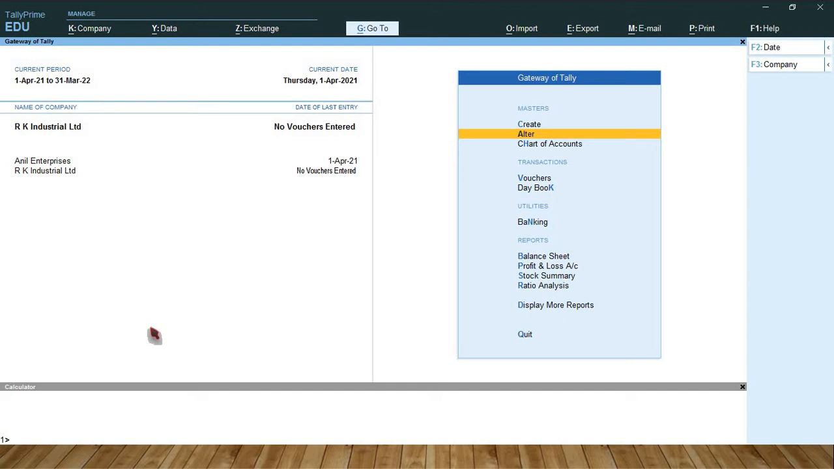Friends, today we will discuss how to enable auto calculator in Tally Prime.